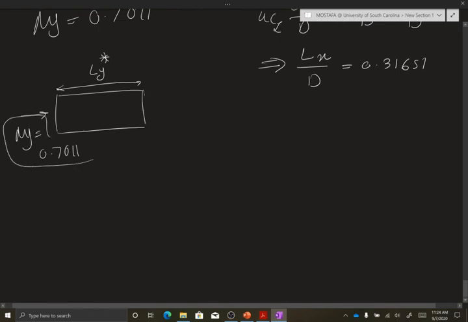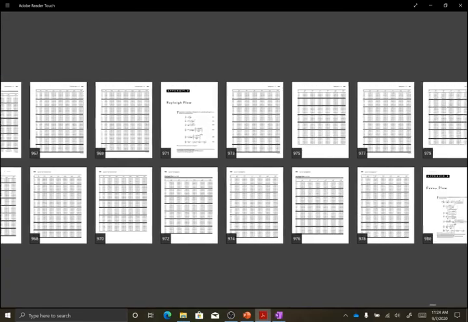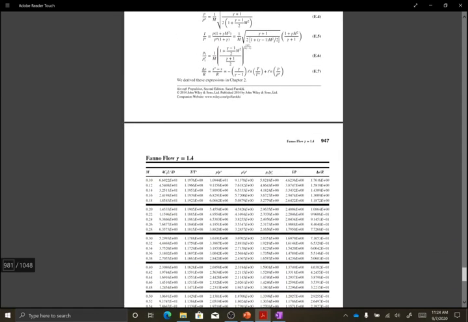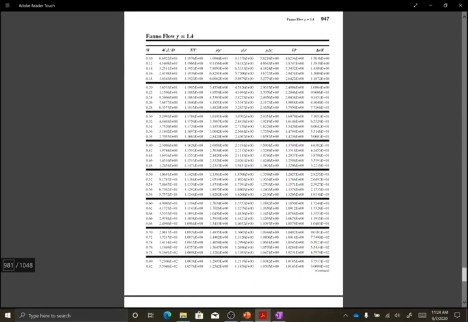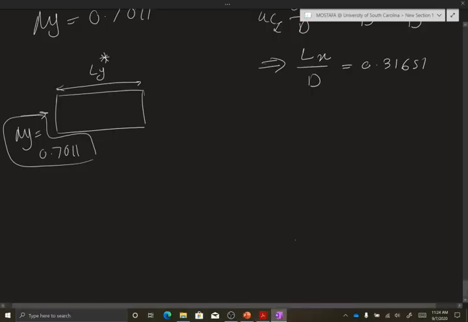So you go to the Fano tables, which is appendix E again. Look for Mach number 0.7, which is here, and then find the ratio of 4CF L star over D. This will give you the ratio of Ly star over the hydraulic diameter to be 0.081.